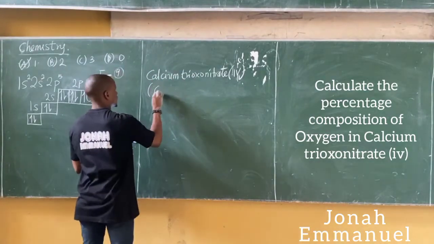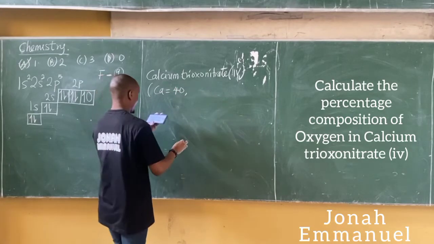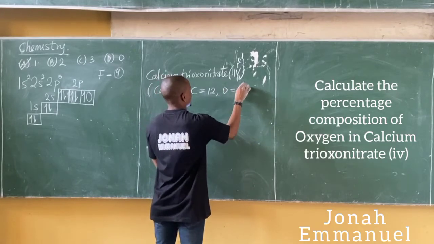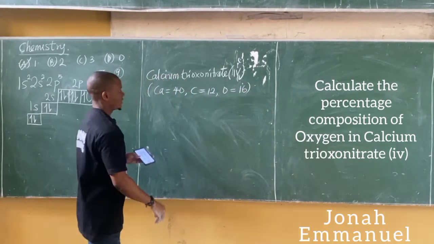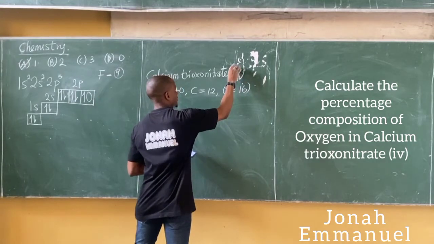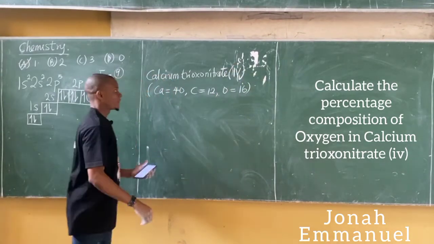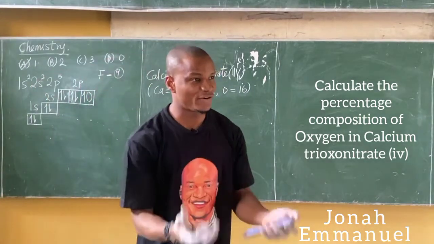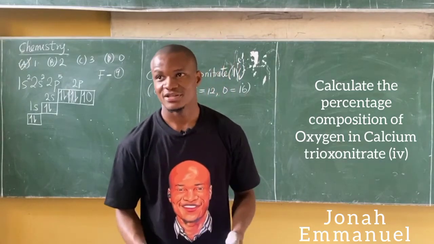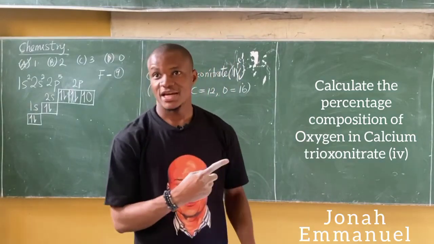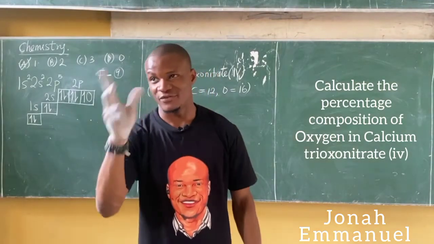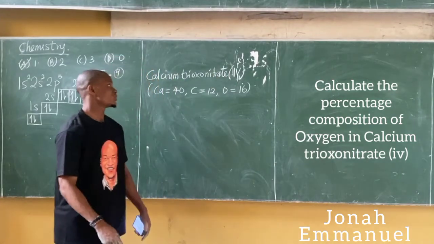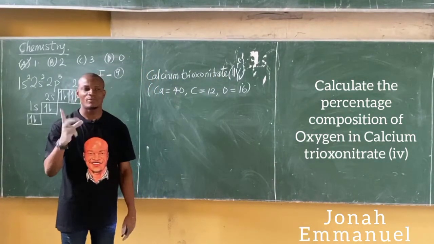Lucky enough, they gave you Ca as 40, C as 12, O as 16. This is clear now. Now the problem is this: they didn't give you the compound in its formula form, they gave it in words. So the first way for you to fail this is to not write the formula correctly. Immediately you miss the formula, forget it. So if I have calcium trioxonitrate IV, what's the formula for this compound?